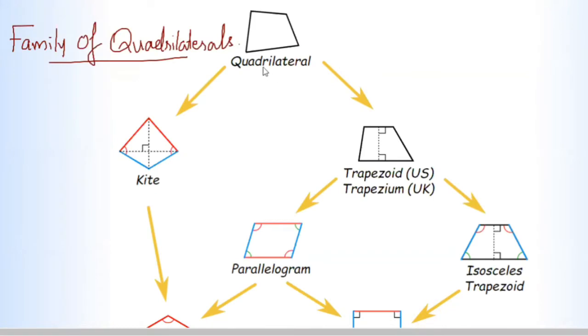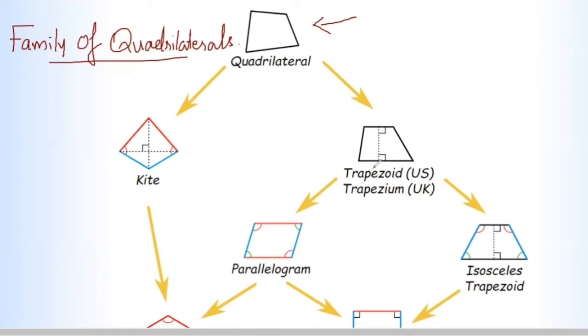Here we can see the family of quadrilaterals. First of all, we can see a quadrilateral at the top. This is in general a quadrilateral because it has four sides. Now we can see two particular types of quadrilateral. One is called a kite. The property of a kite is that it has two pairs of adjacent sides with the same length. That type of quadrilateral is called a kite.